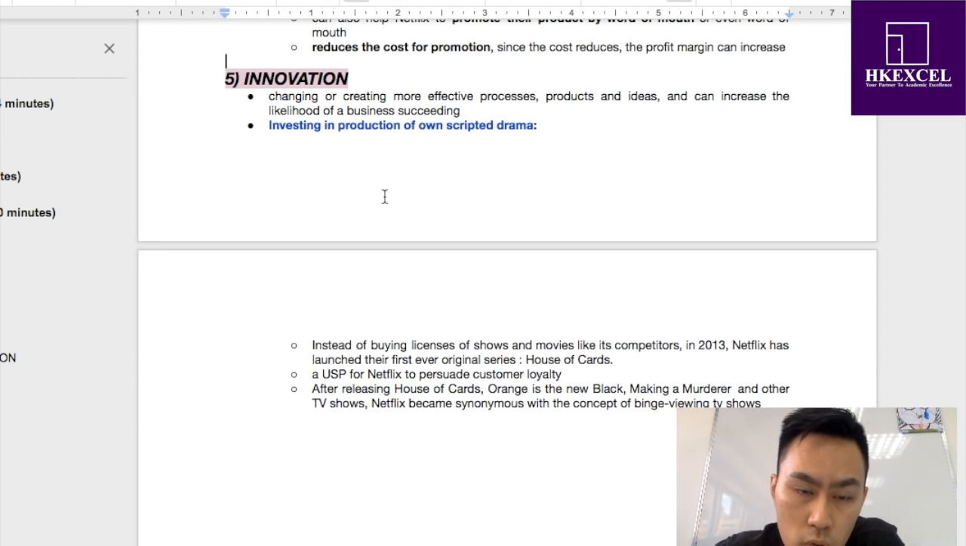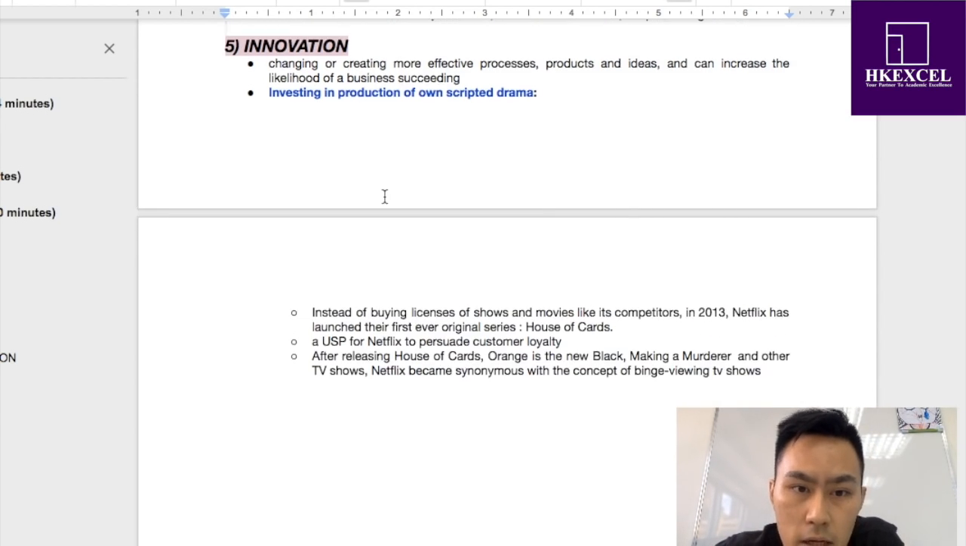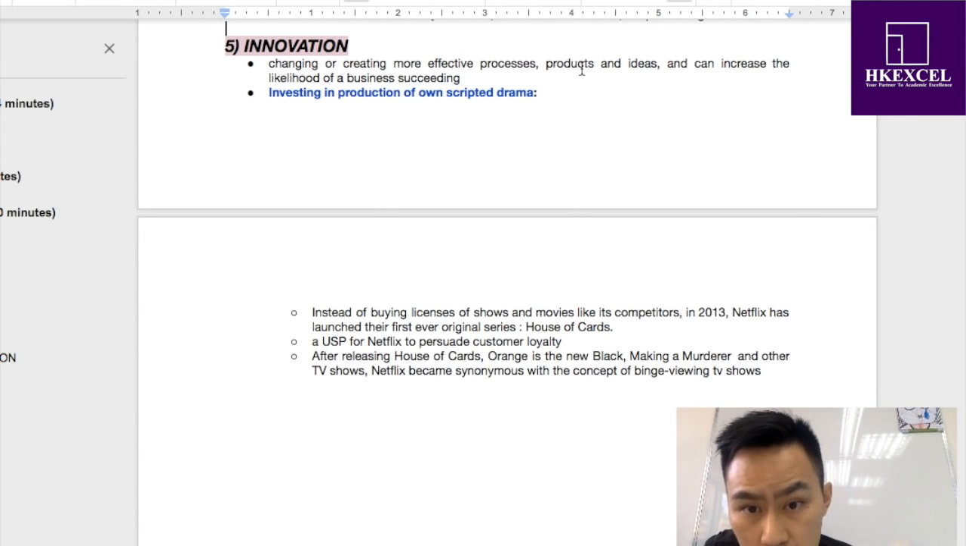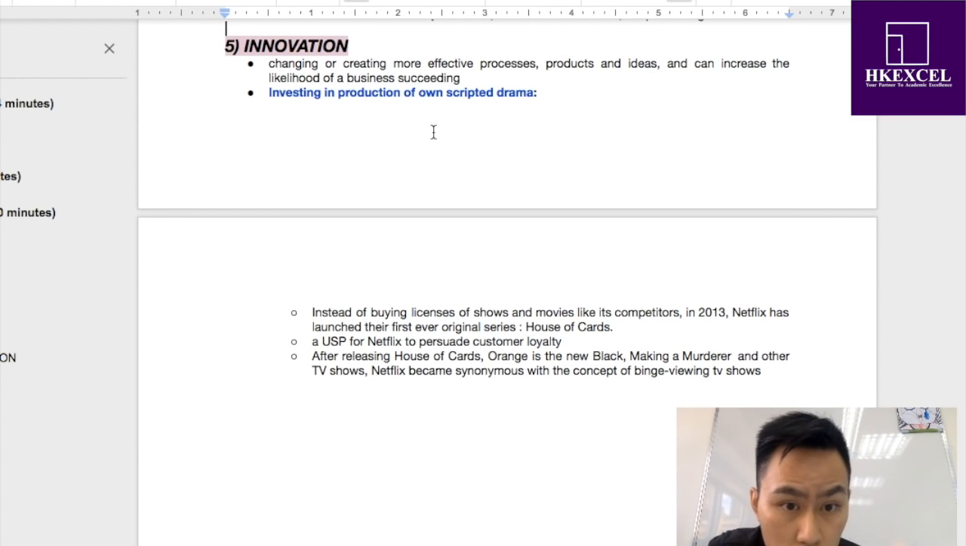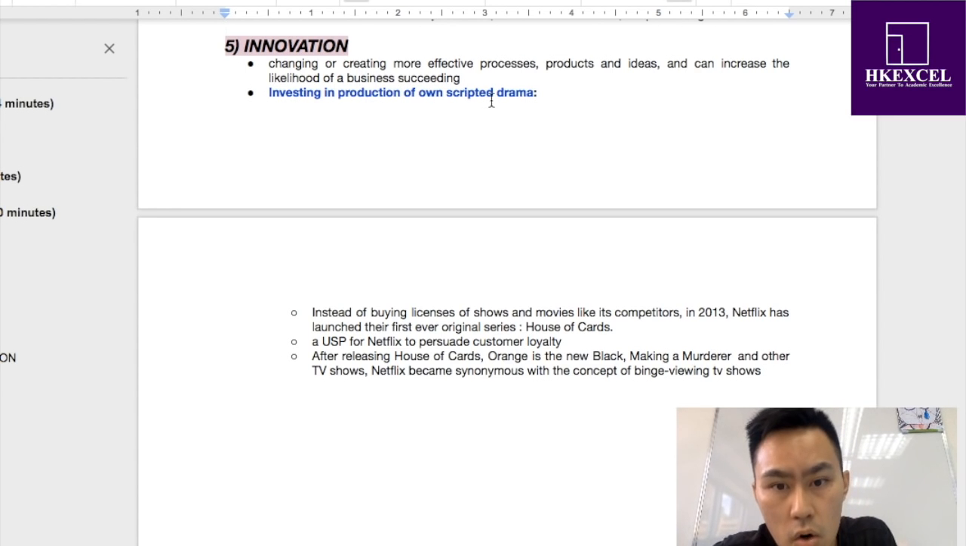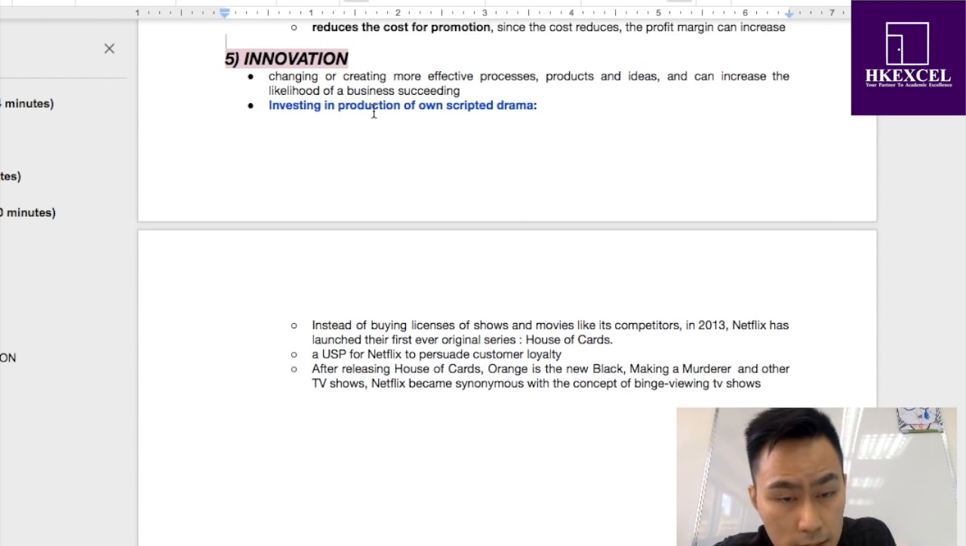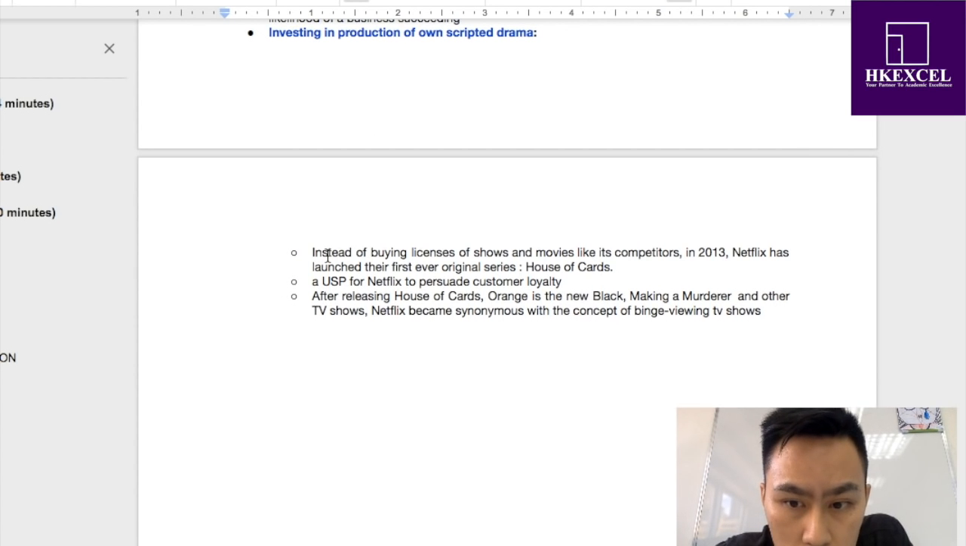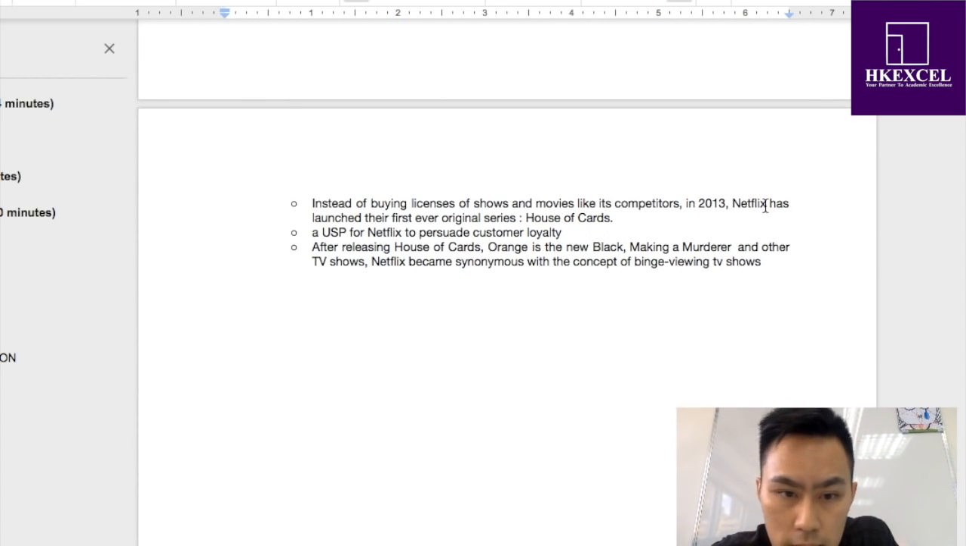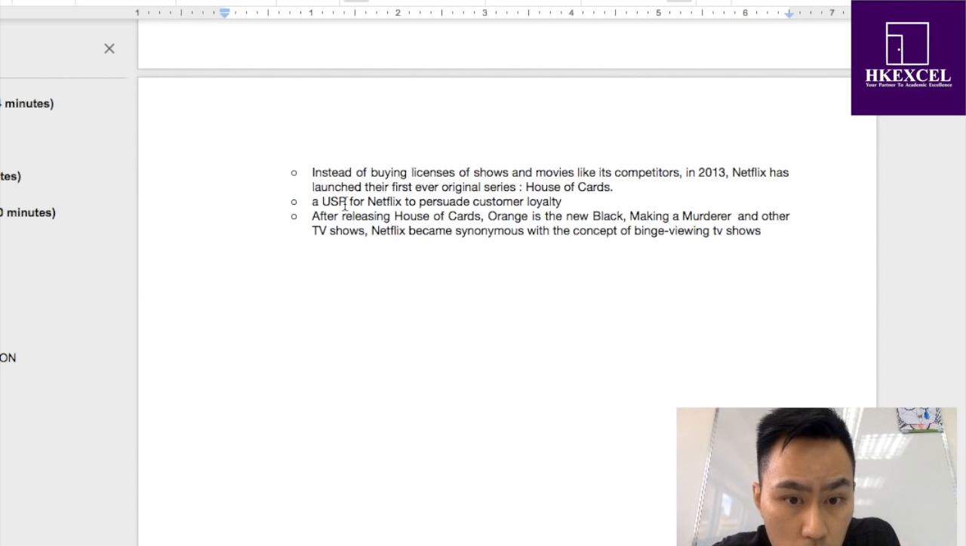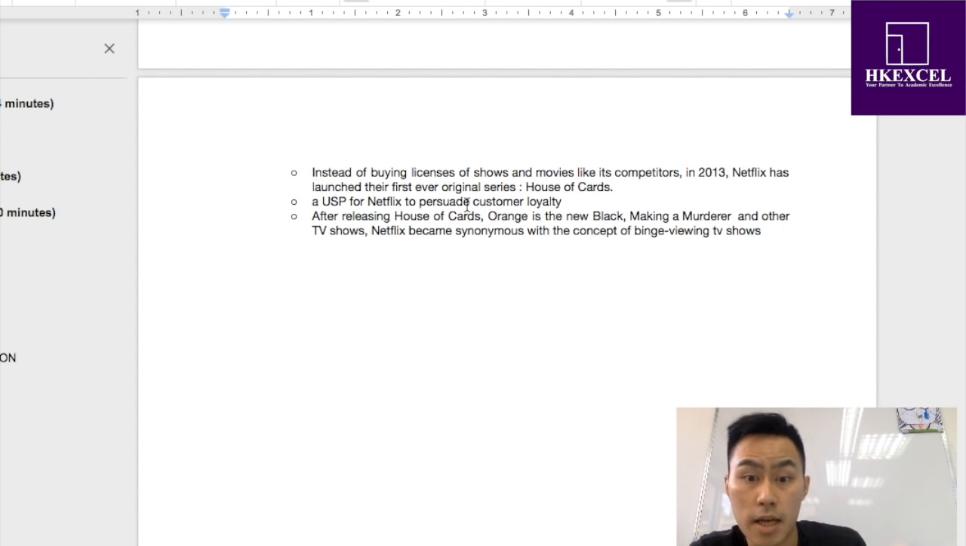So they can remotely control the marketing team. And also for innovation, that means changing or creating more effective processes, products, and ideas, and can increase the likelihood of a business succeeding, right? So investing in production of their own scripted drama, that's innovation. Because they produce their own TV series, right? In 2013, Netflix launched their first ever original series, House of Cards. And this is the unique selling point for Netflix, the USP, to persuade customer loyalty.